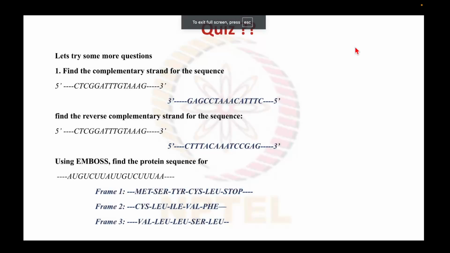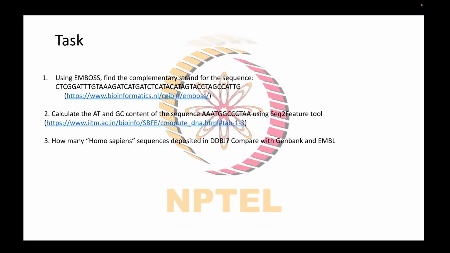So I have created some practical and quiz related questions, which I'll provide to you as a self practice test, because it is already more than 1.5 hours. And there are also some database searching methods. So try to find how many Homo sapiens sequences are deposited in DDBJ and compare with the EMBL.